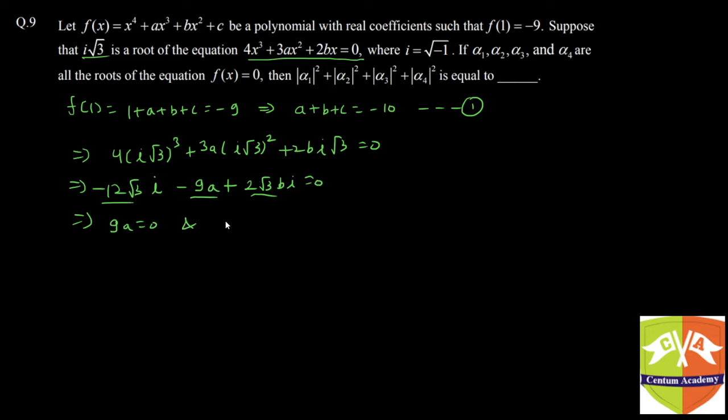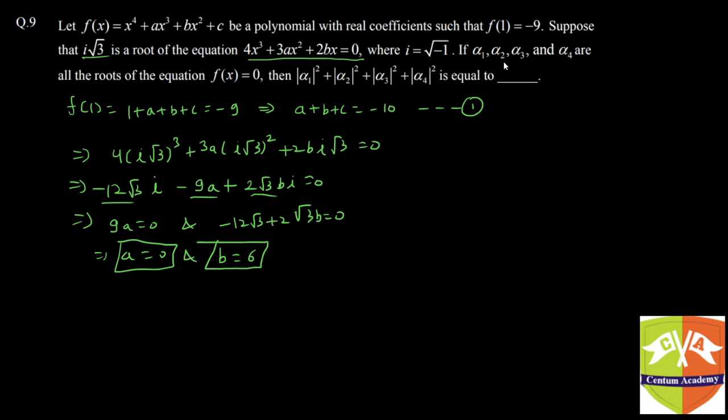So 9a equals 0, and minus 12 root 3 plus 2 root 3 b is also 0. This will give me a as 0, and what will be the value of b? If you solve for b, b will be equal to 6. A is 0, b is 6. We got the values of a and b.